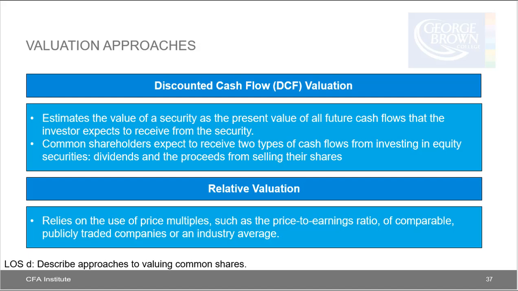The key assumption of the relative valuation approach is that common shares of companies with similar risk and return characteristics should have similar values. So we can look at the PE value for a share, for example. Relative valuation relies on the use of price multiples of comparable publicly traded companies or an industry average. One multiple commonly used in relative valuation is the price to earnings, as I said, which is the ratio of the stock price to its earnings per share.